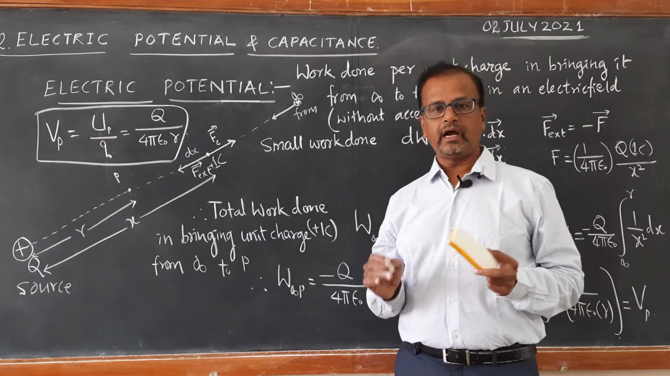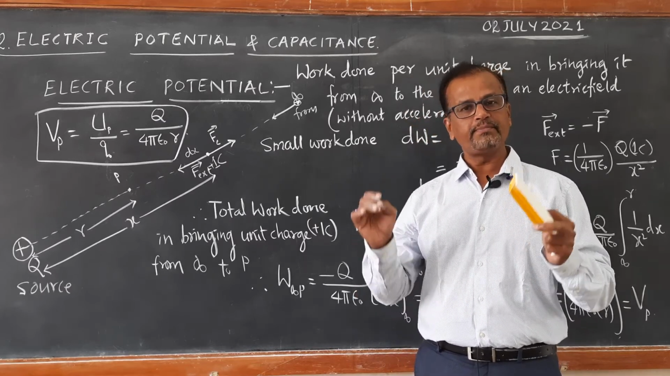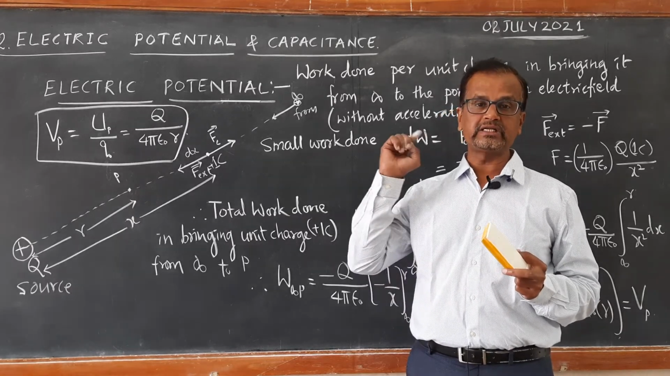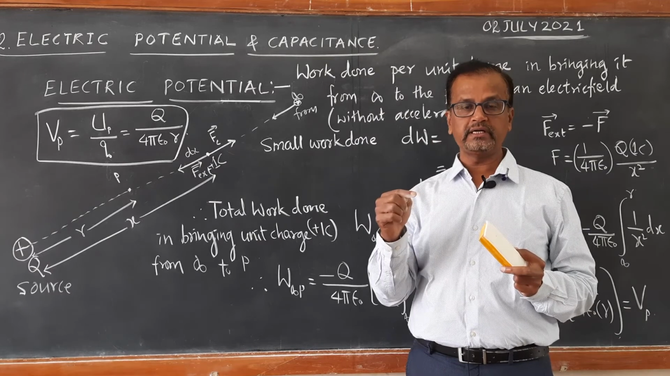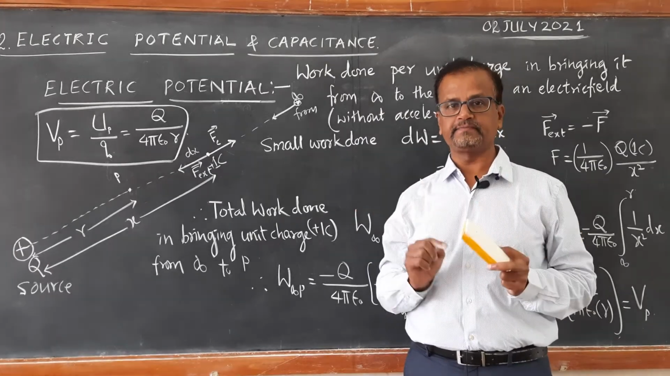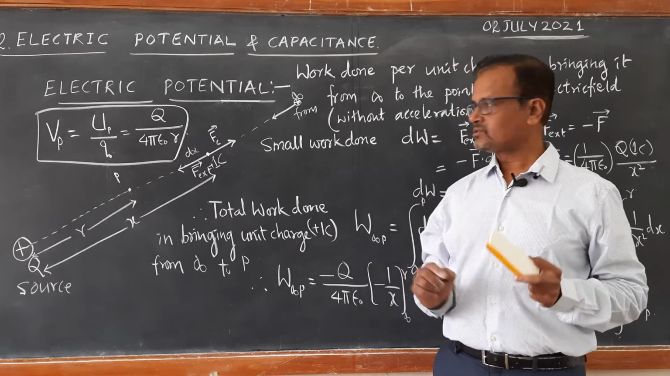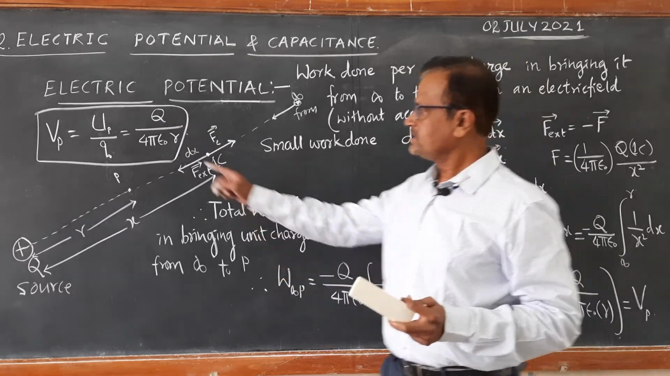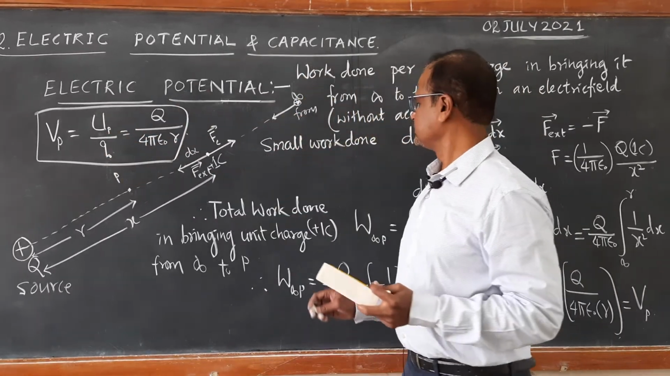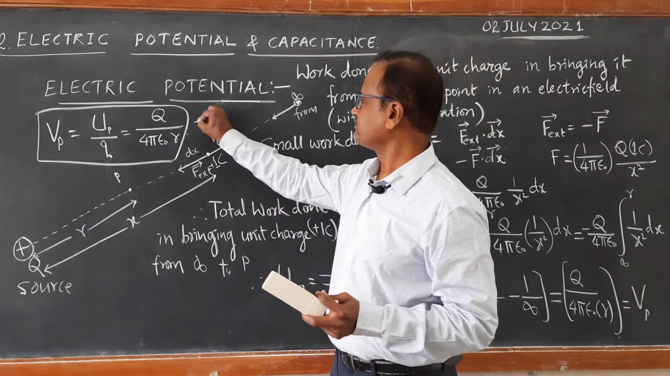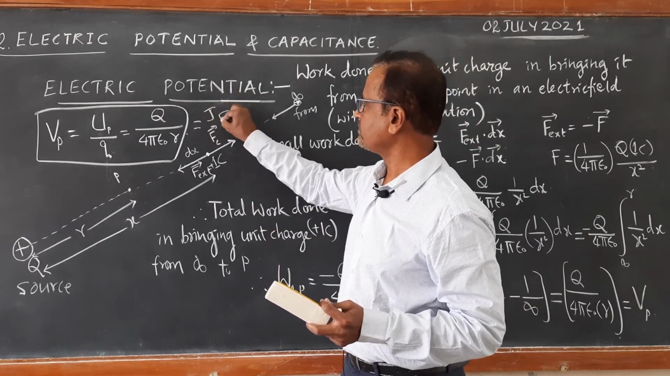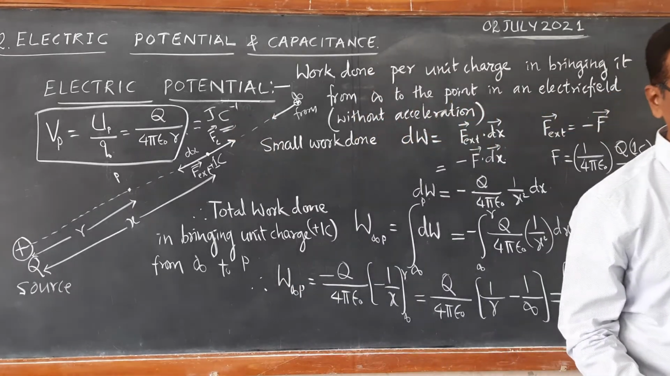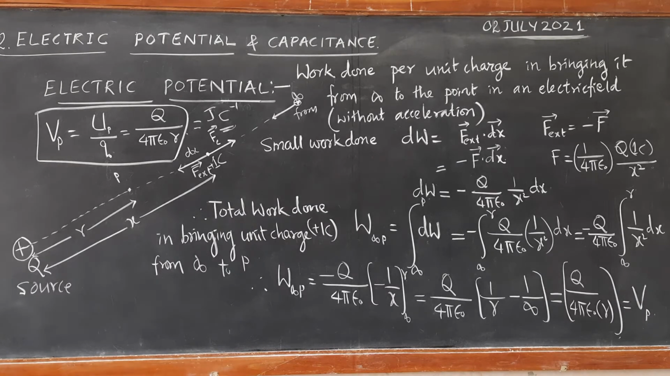So potential at a point is potential energy per unit charge, or work done per unit charge in bringing a test charge from infinity to the point under consideration without any acceleration. So definitely you can see here the SI unit of potential is joule per coulomb. That is the SI unit of electric potential. Electric potential is also a scalar quantity.